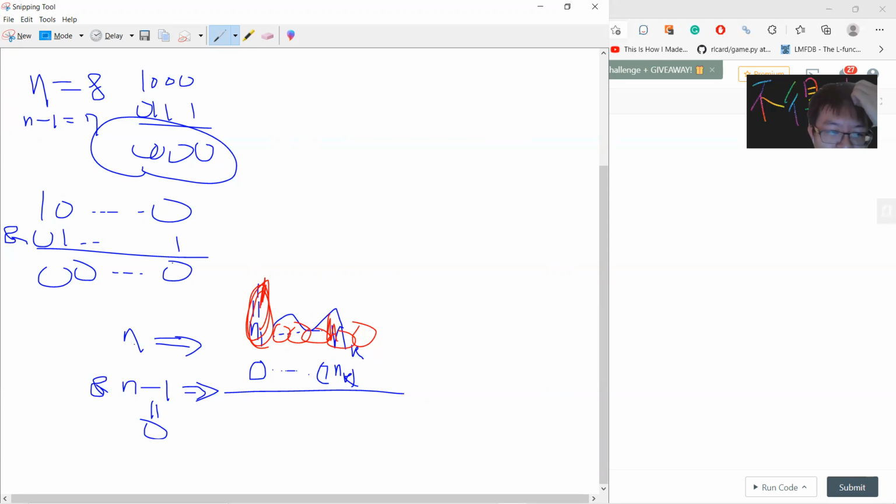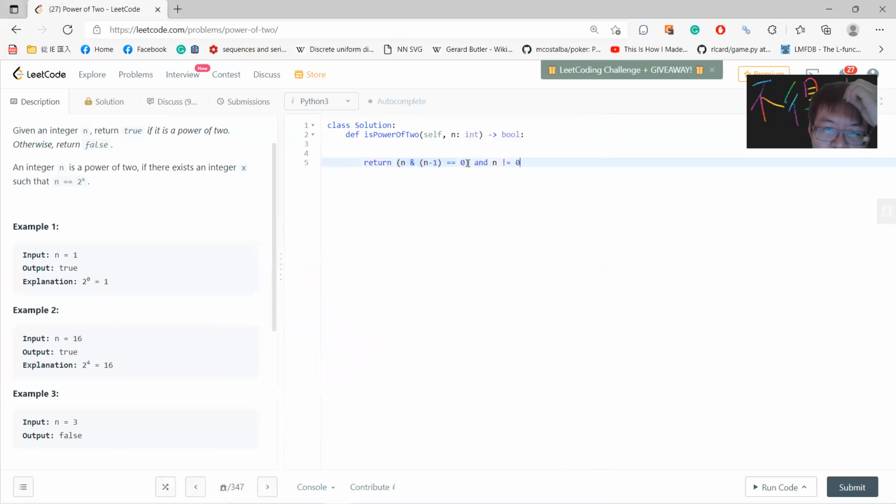So you can prove that if n AND n minus 1 is 0, then n must be written as 1, 0, 0, 0, 0, something, which must be a power of 2. Okay. So we have proved that if n is a power of 2, then this is 0, and if this is 0, then n is a power of 2. Okay, that's it. See you guys next video.